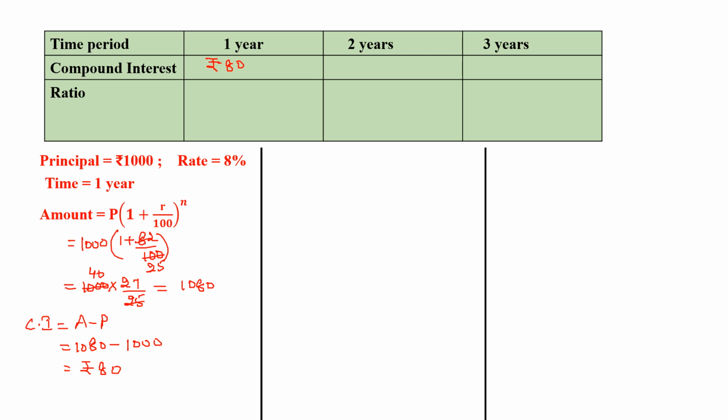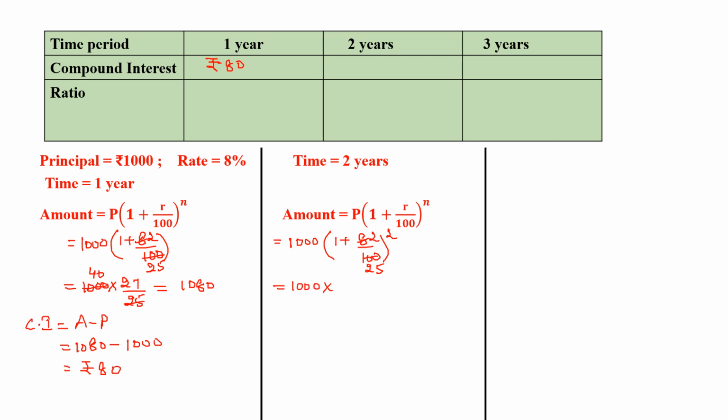Now next find for time period of 2 years. So again the amount formula is this. If I put all the values, it is 1000 into (1 plus 8 by 100) whole to the power 2. Now 4 twos are 8, 4 times 25. So here it will become 1000 into (25 plus 2 is 27) by 25. As the power is 2, you have to write it 2 times, isn't it? Now if you reduce it, it is 25 times 40. Again 5 times 5. 5 eights are 40.